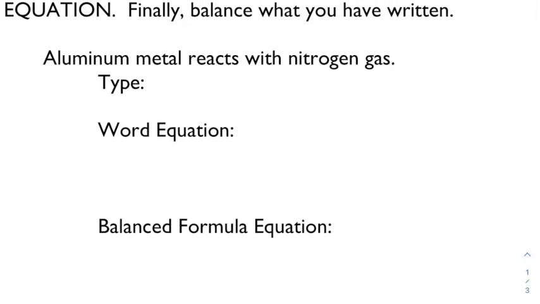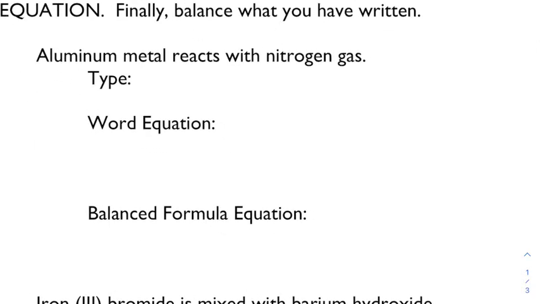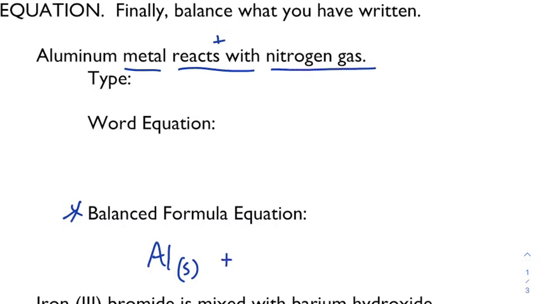So the first one says aluminum reacts with nitrogen gas. My recommendation is to start with the formula first. So you want to start down here. We know aluminum, and it says aluminum metal, so that means it's going to be a solid. Reacts with, you want to think of as just the plus sign, and then they give you nitrogen gas. And nitrogen gas is a Hobbs-Finkel. It's a diatomic element, so it's N2 in gas form. Now that's all they give you.